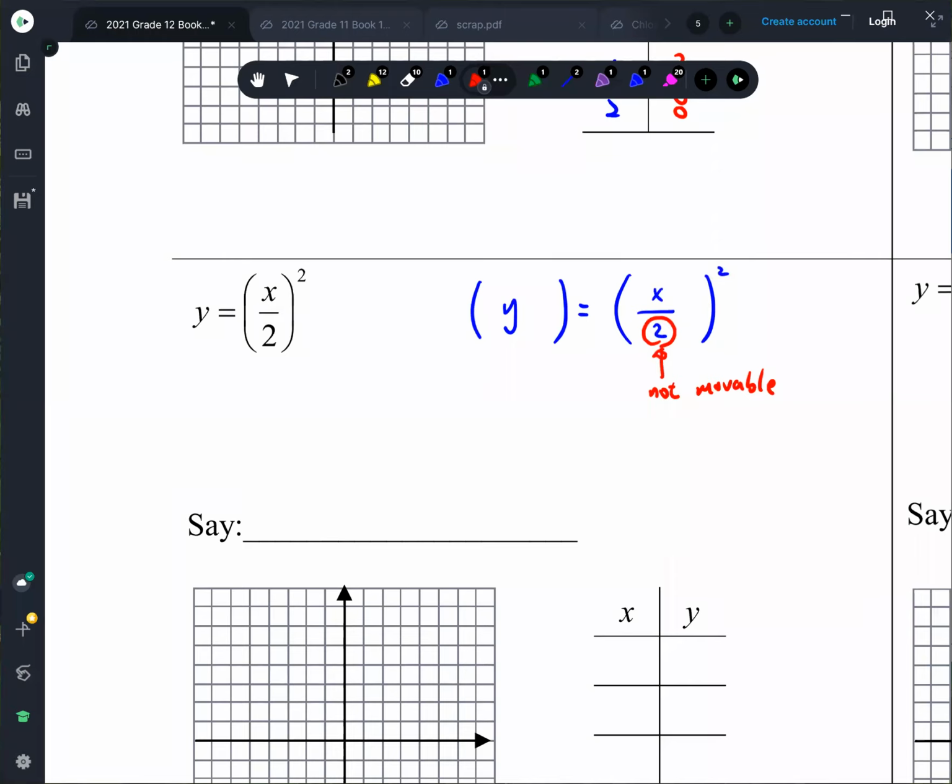Okay, so you don't want to evaluate it, okay? You don't want to turn it into x squared over 4, okay? If they give you the question like this, you just work with what you have. Don't move it. Otherwise, you will get a different description, even though the graph will look the same, but that won't be the answer that your answer key is looking for. So it's not movable this time, so that means it's going to affect the x values.